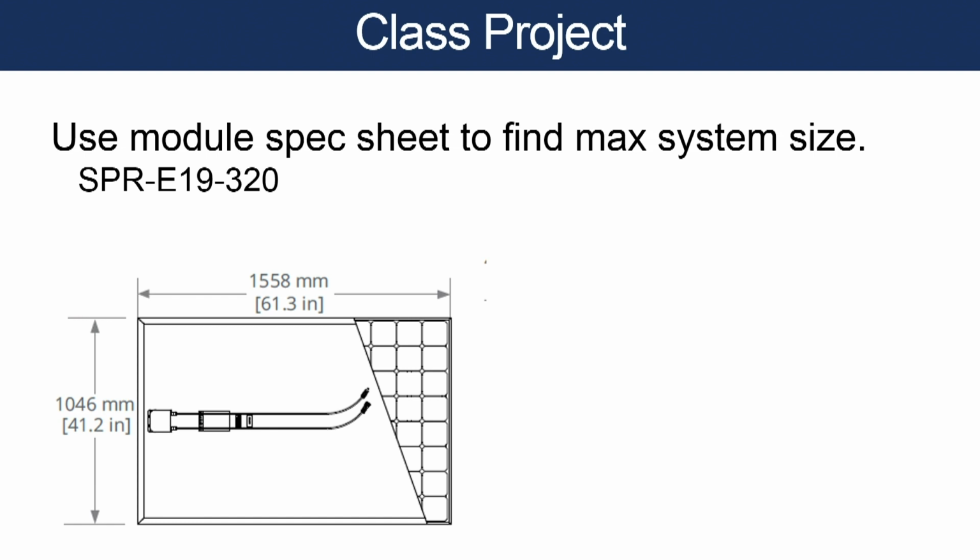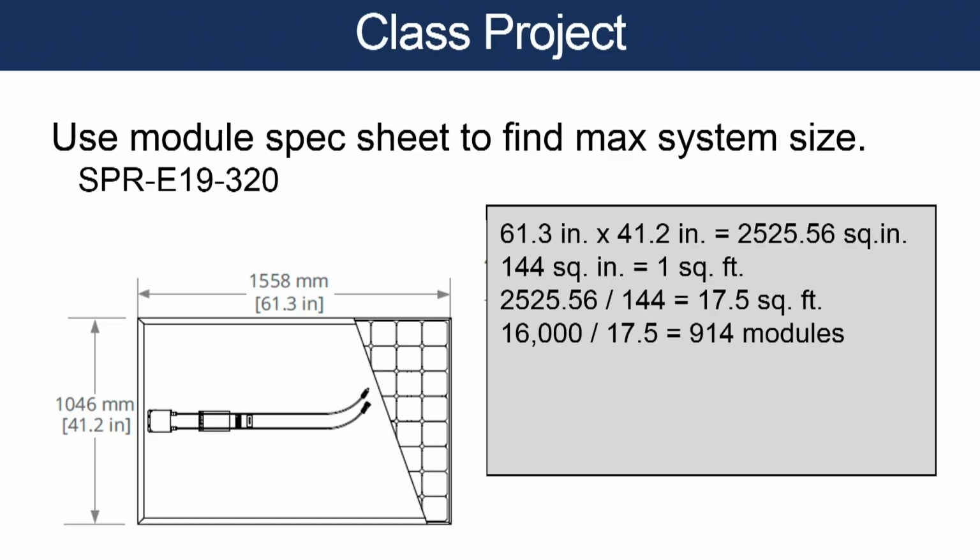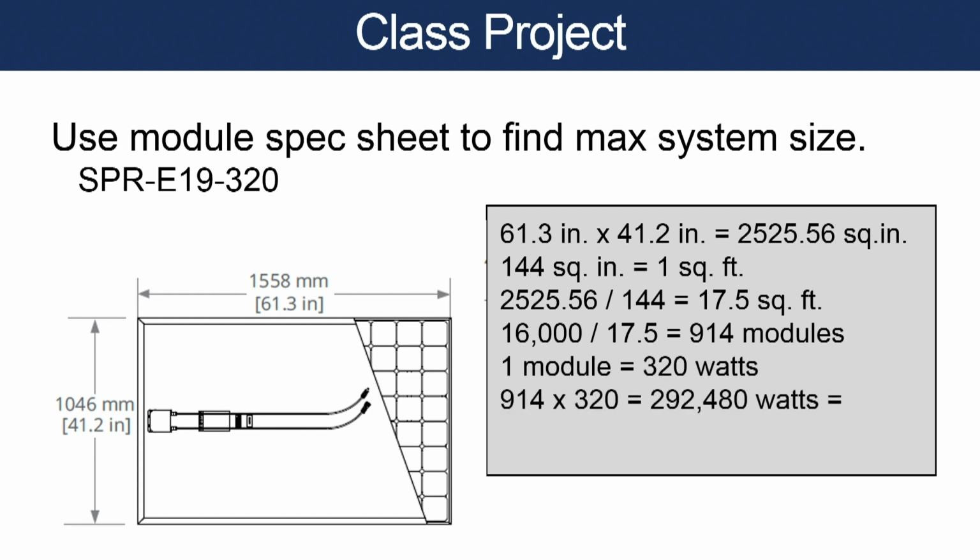Okay, so the first thing is to do what? First step is to determine the number of panels. Then each module produces how many watts? And then the total system size would be? You have the number? One module is 320 watts. 914 times 320 is about 292 kilowatts, right? That close?